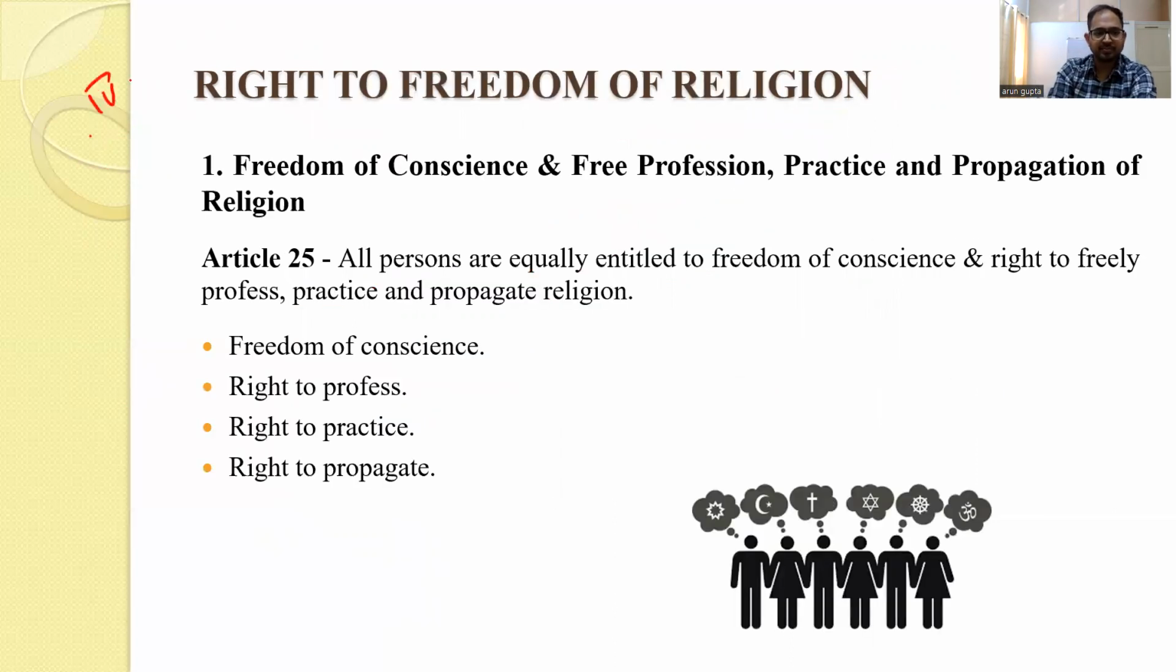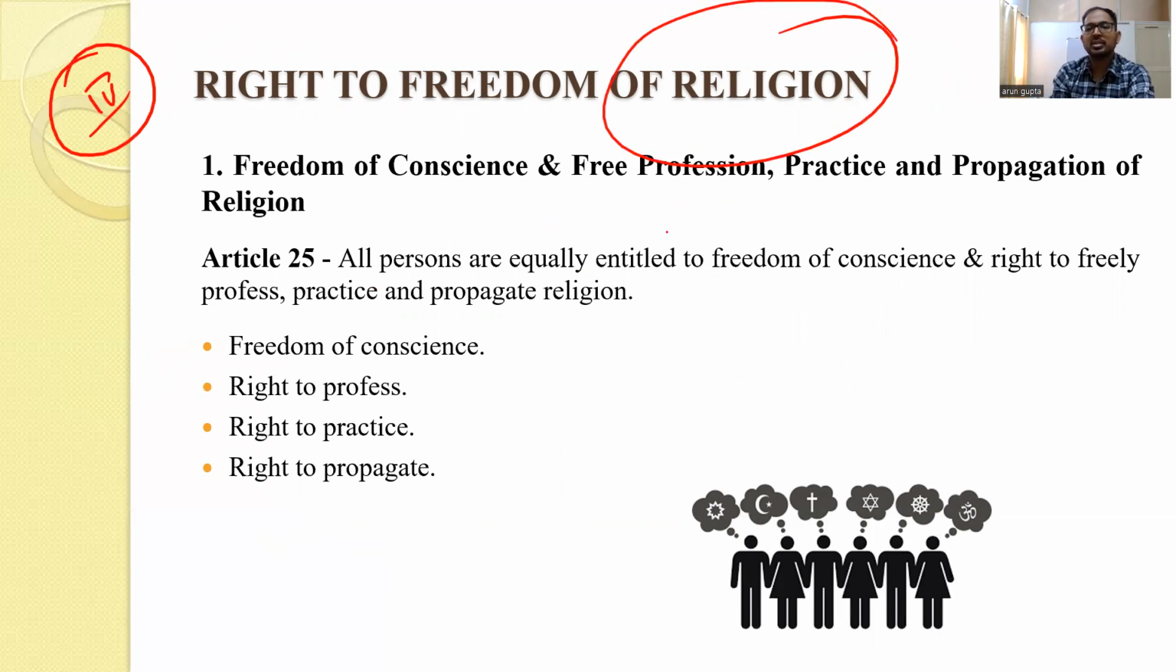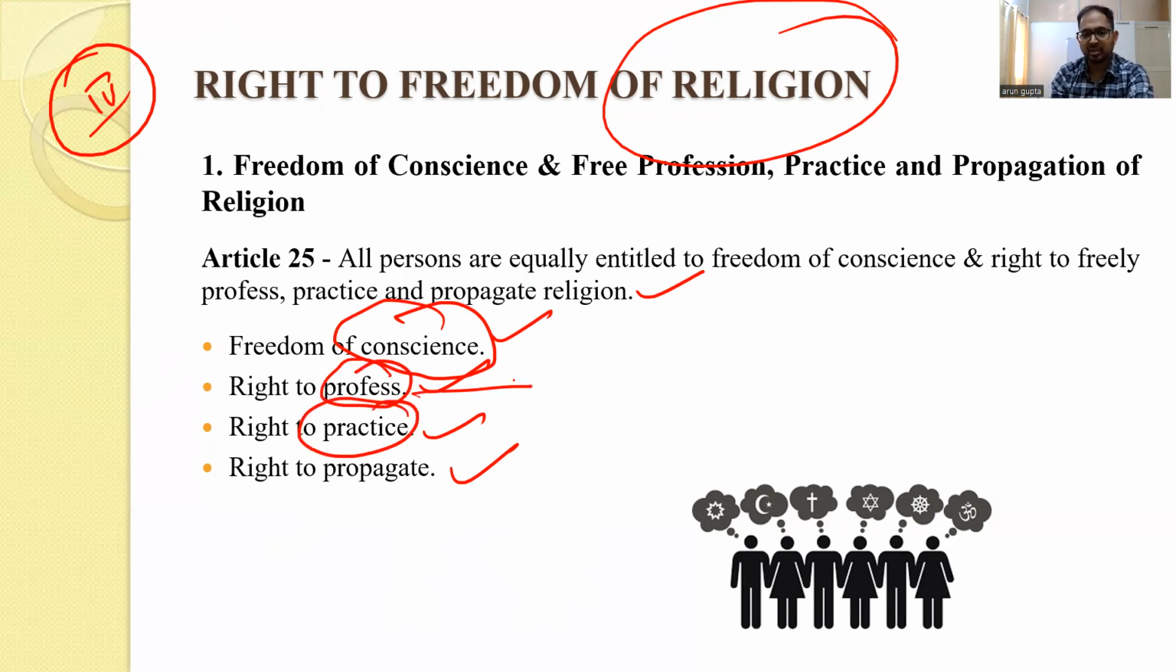Next, the fourth set of rights are right to freedom of religion. So Article 25. All persons are equally entitled to freedom of conscience and the right to freely profess, practice, and propagate their religion. That is, here are four types of freedom: freedom of conscience, freedom to profess, freedom to practice and propagate. Whatever they want, they can feel about any religion, their inner conscience. They can profess any religion, they can practice any religion, they can talk about any religion, they can practice religious practices, for example, prayer, whatever their method is, and they can propagate their religion. But here is no right to conversion.